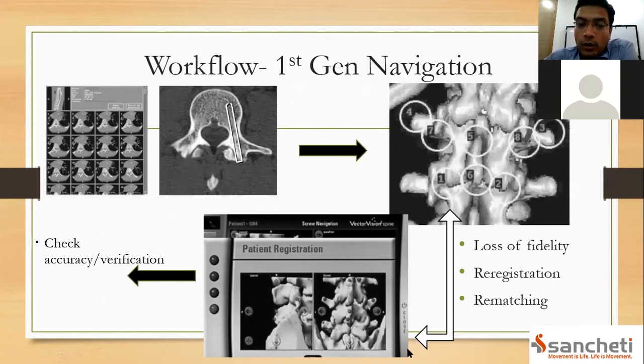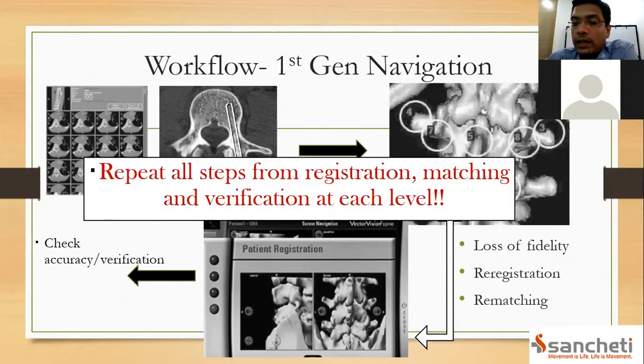Once this was done, you could then proceed and check accuracy, and if the accuracy was verified, the navigation technology could be used to instrument the pedicle of T12. But suppose you had loss of fidelity, where there was some movement, then you would have to re-register and verify and match at every level. So for one vertebra you would need to match 12 points, and then you would have to repeat the process for every subsequent vertebra. So one of the major drawbacks of the first generation navigation system was the time it took, adding OR time to the surgery.